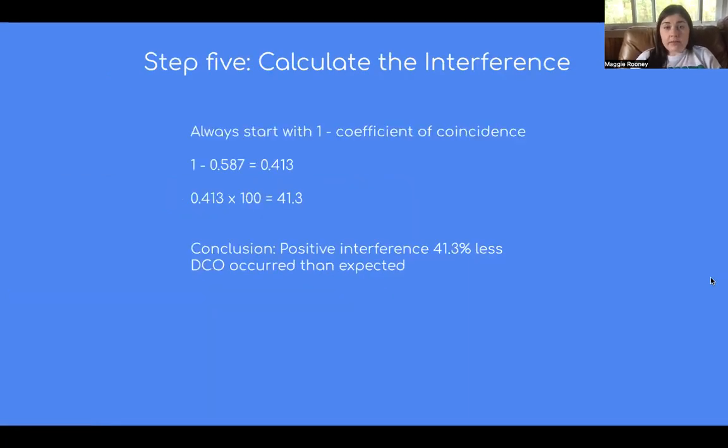Our fifth and final step here, calculate the interference. We're always going to start with 1 minus the coefficient of coincidence. So we have 1 minus 0.587 to get 0.413. But again, we like things in percentages because it's easier to look at. So multiply by 100 to get 41.3%. And now we can conclude that the positive interference of 41.3% less DCO occurred than we expected.